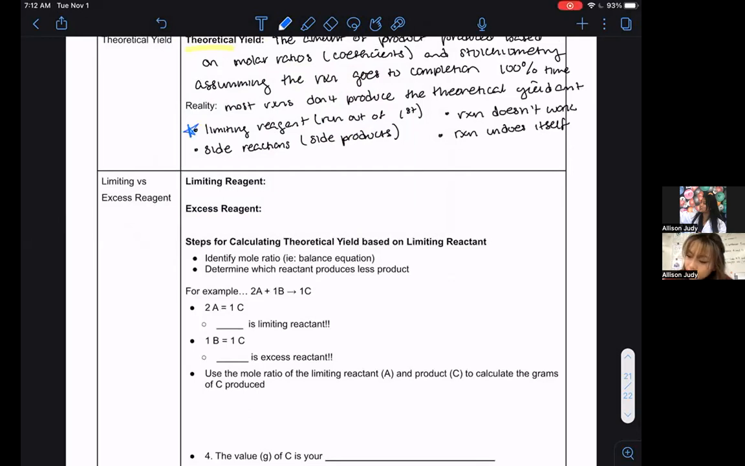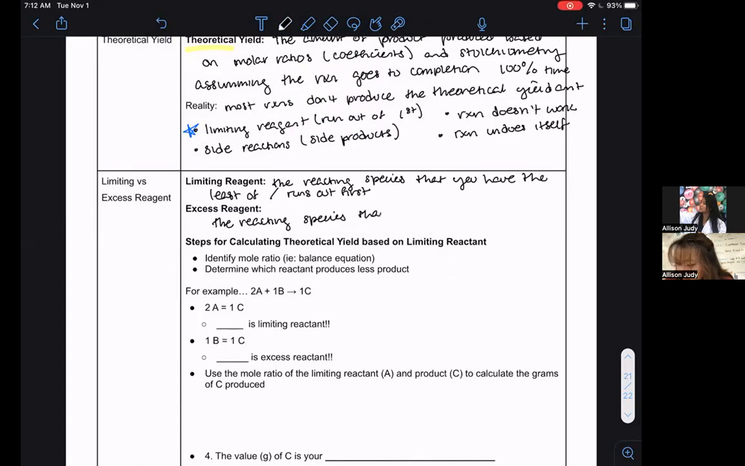So the limiting reagent is the reacting species that you have the least of, or another way of putting it, the one that runs out first. And then, of course, the excess reagent is the reacting species that you have extra, or the one that remains left over after you react all that you can react.